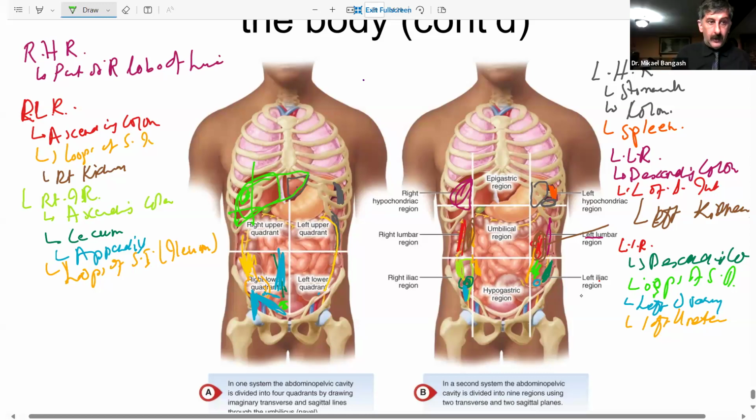So what do we have in the right hypochondriac region, left hypochondriac region? What do we have in the right lumbar region and left lumbar region? What do we have in the right iliac region and left iliac region?